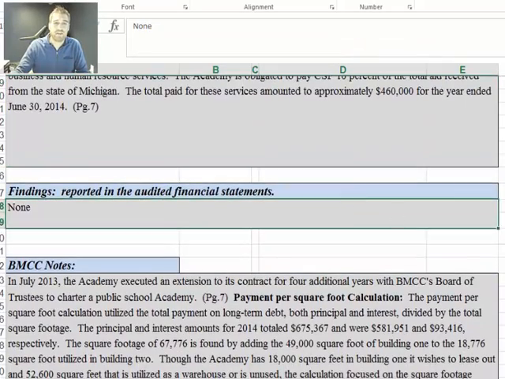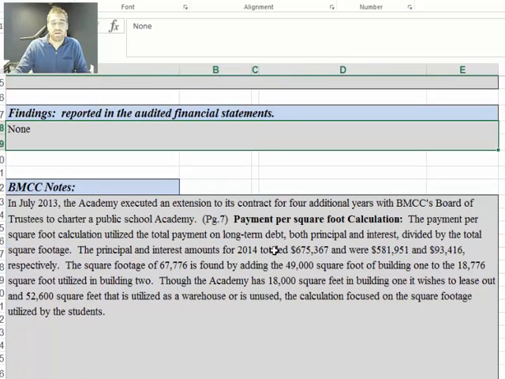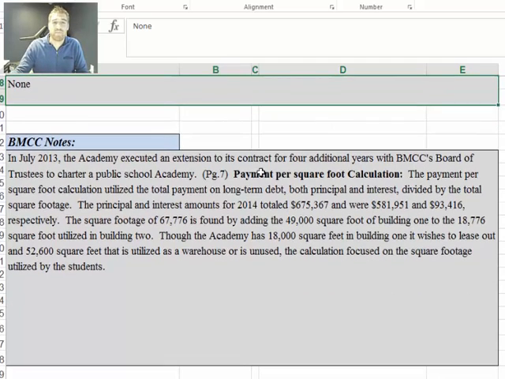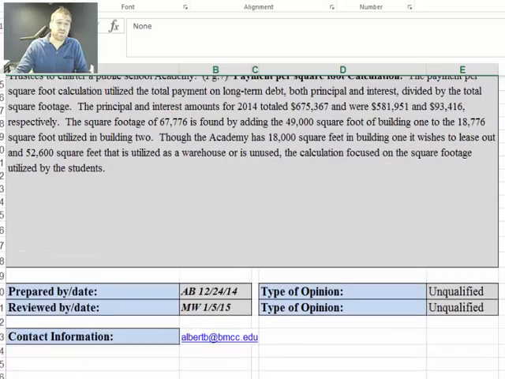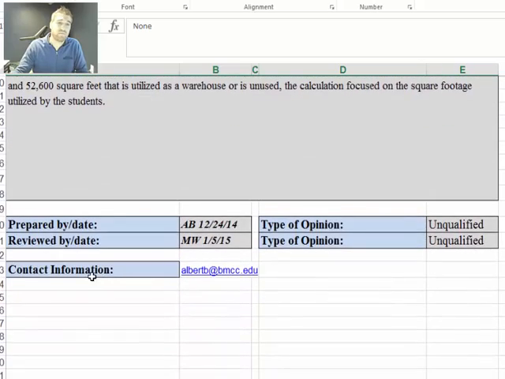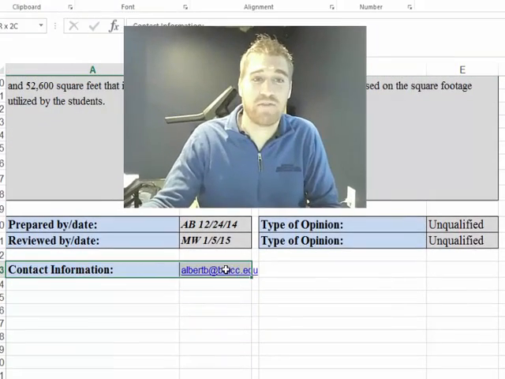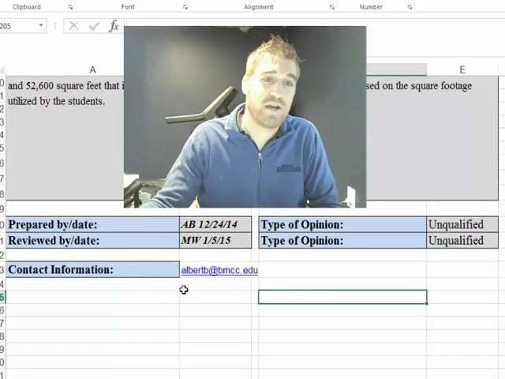There were no findings, which is good, and I put the contract information from the audit, and I know that anyway, but I thought it'd be good for everyone. And then the payment per square footage calculation, I explained what was done with that calculation right here. So it was reviewed by me and Mariah Wanick of our office. And then here's my contact information.